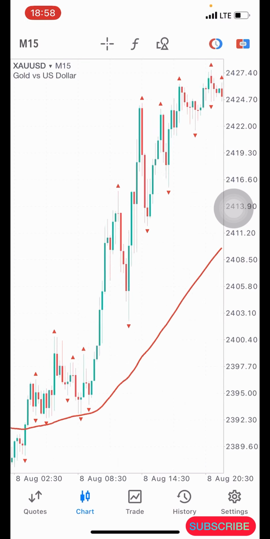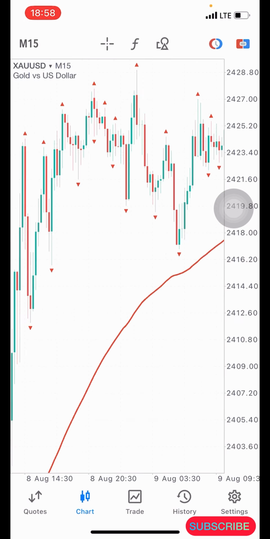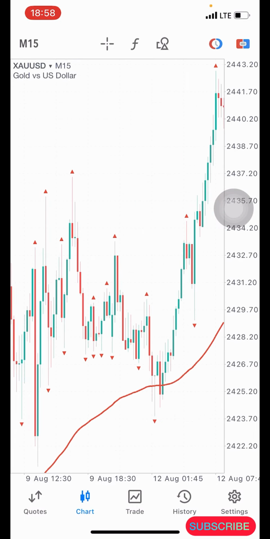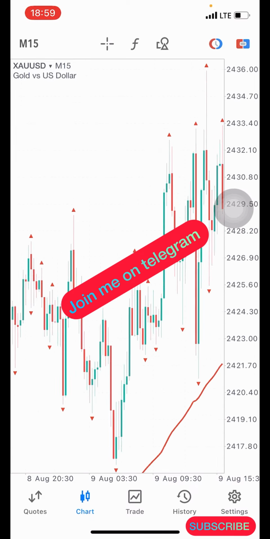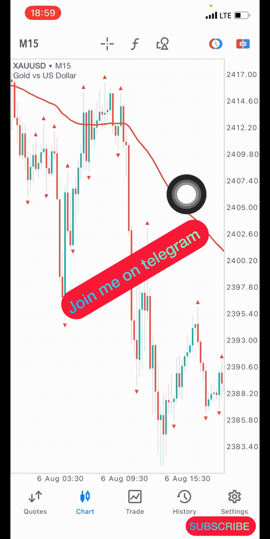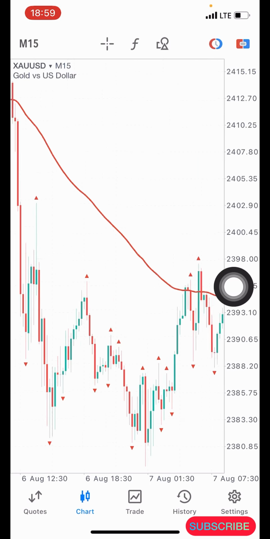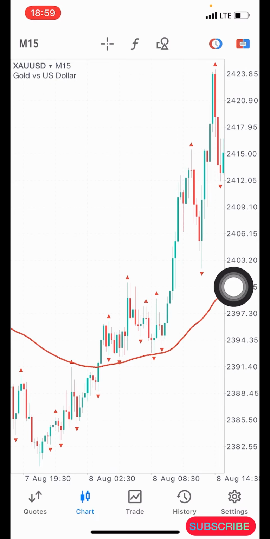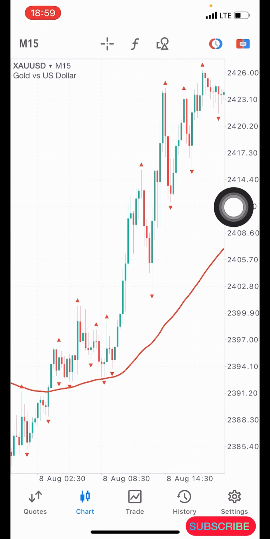All right, so just like the previous video, this strategy is similar to those strategies I shared in the other videos, but this one is especially for gold. This is how you are to analyze with the strategy. It's a very simple strategy to trade with. Whenever price is below this red moving average, you are to look for only sell trade. And whenever price is above the moving average, we are only to look for buy entries.